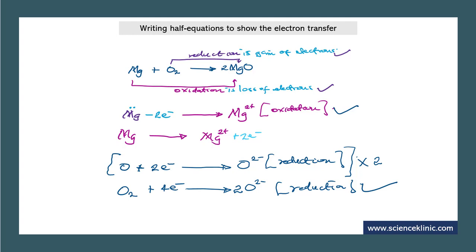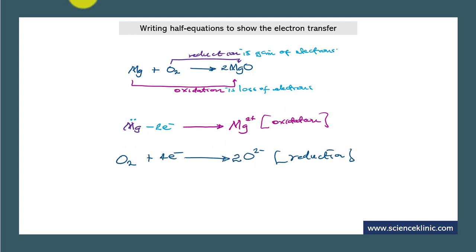But there is a disparity here. How come magnesium will lose 2 electrons and oxygen will gain 4 electrons? So I will explain that quickly. If you look at the whole equation, the equation is not balanced actually, so I have to balance the equation. There are 2 atoms of magnesium here, and 2 atoms of oxygen. So I have to put 2 here to balance the equation.